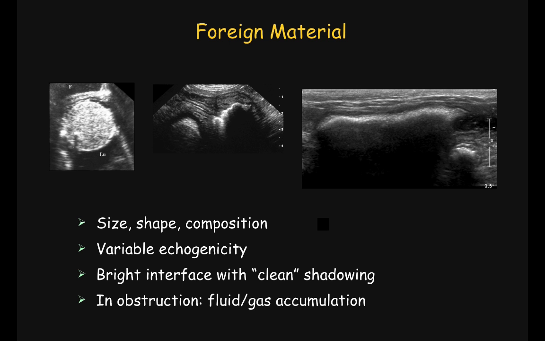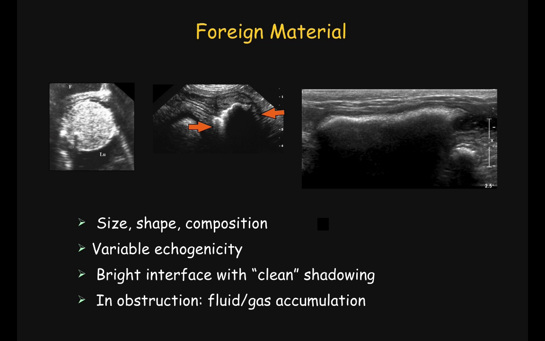The size, shape, and composition of the foreign material affect the echogenicity and echotexture of the foreign body. At times, the foreign body may be uniformly echogenic, as seen in this fluid-filled stomach of a dog presented for chronic vomiting, and in that case, the spongy ball was easily identified.